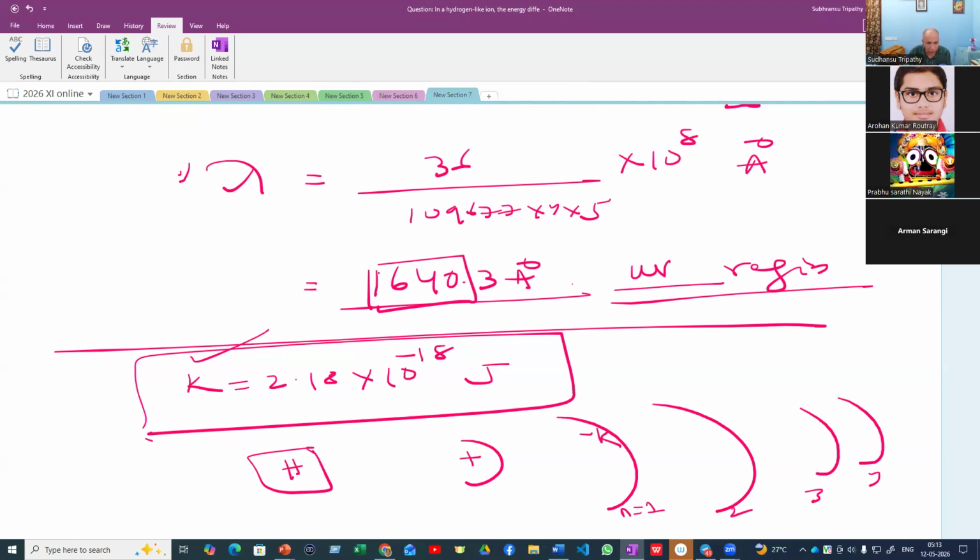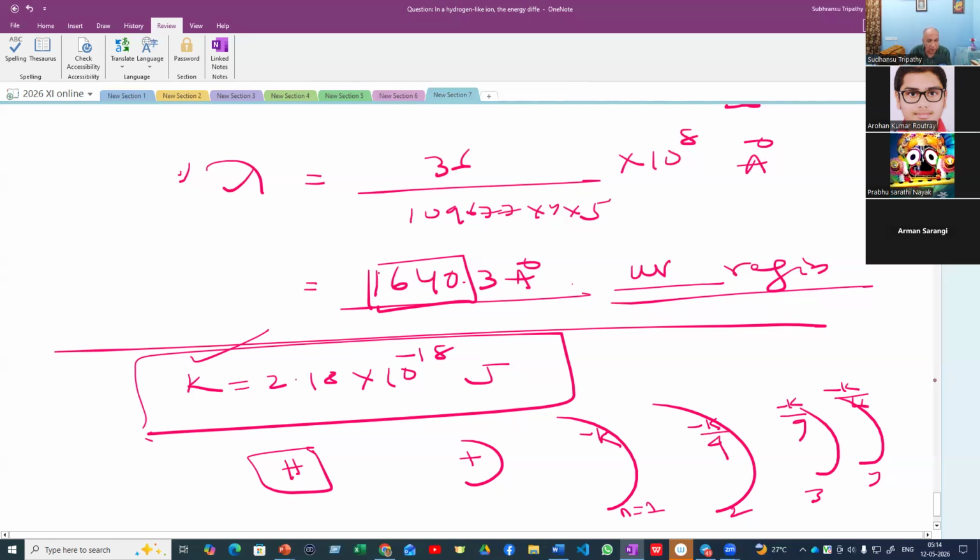And here, if it goes to the second shell, the same electron will now possess minus K by 4. I'm talking of hydrogen. If it is He plus, then it is 4 times, 4K by 4, because of Z square, this 4 gets cancelled, minus K. So whatever is the energy value of the electron in the first shell of the hydrogen atom, the same will be the energy value in He plus if it remains in the second shell. And this will be minus K by 9. I'm talking of hydrogen. This is minus K by 16 and so on.